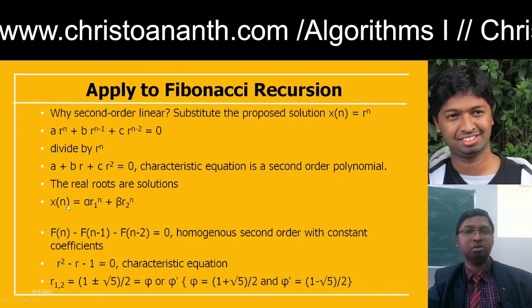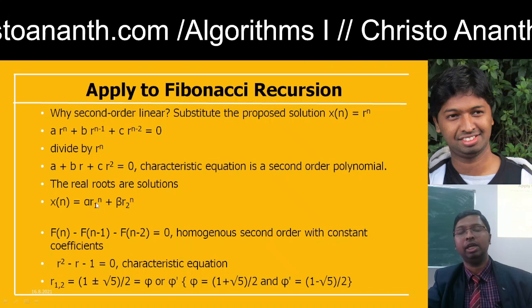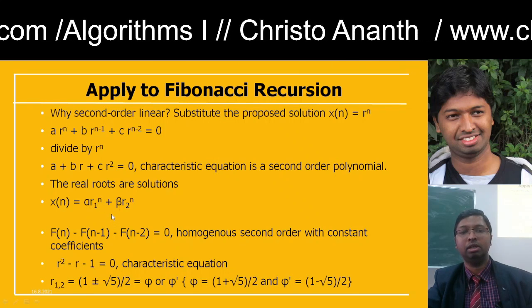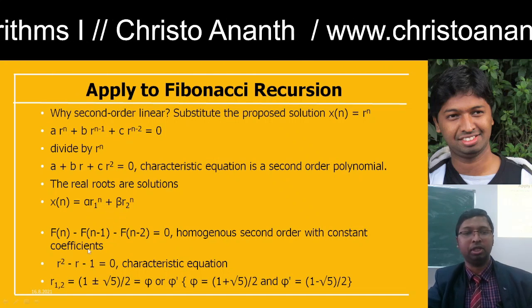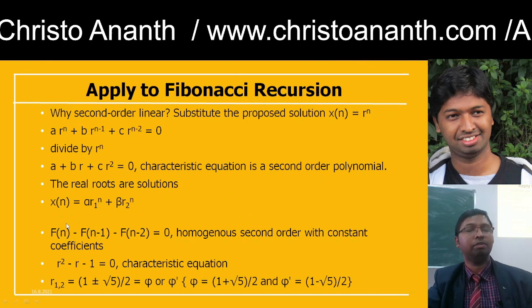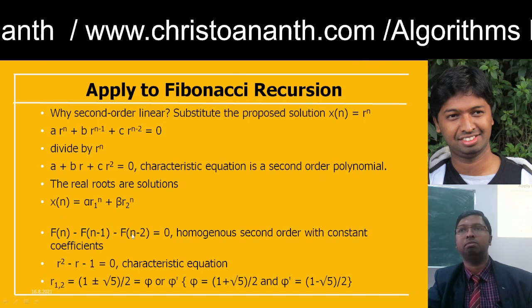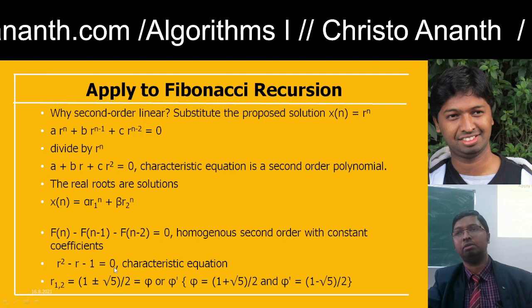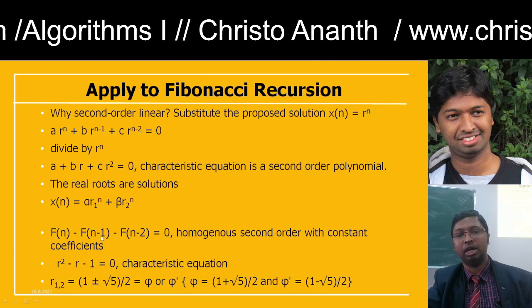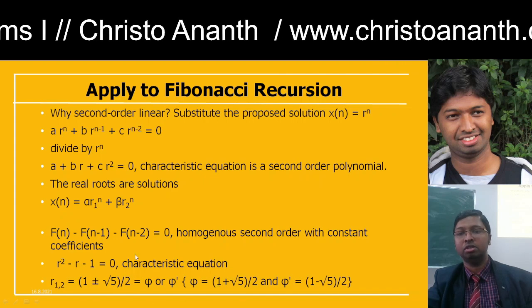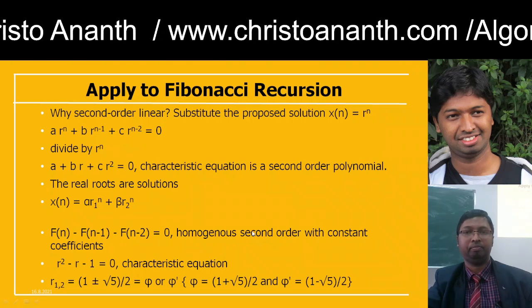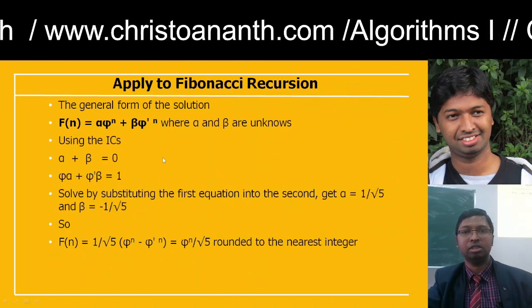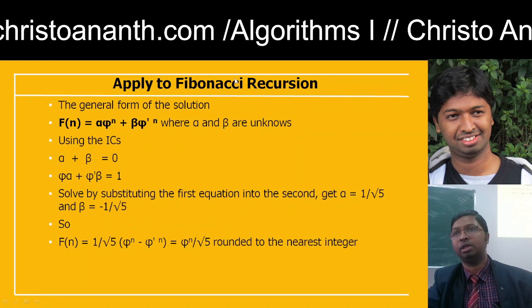So you'll have the roots such that x of n is equal to alpha r1 power n plus beta r2 power n. So you know that f of n minus f of n minus 1 minus f of n minus 2 equals 0. So you will have the characteristic equation r square minus r minus 1 equal to 0. You specify the roots. So this is the general form of the solution for the Fibonacci recursion.